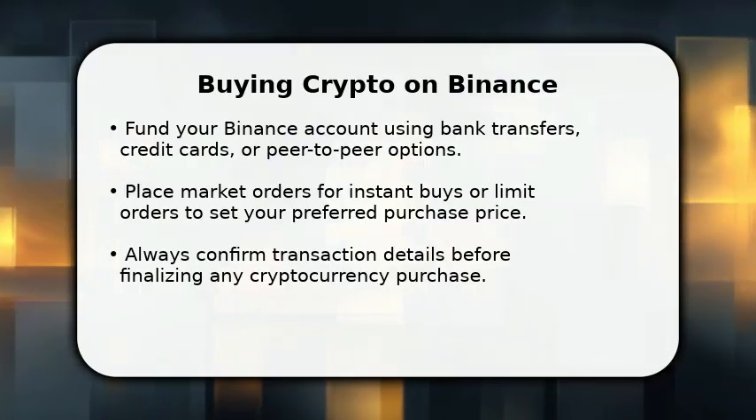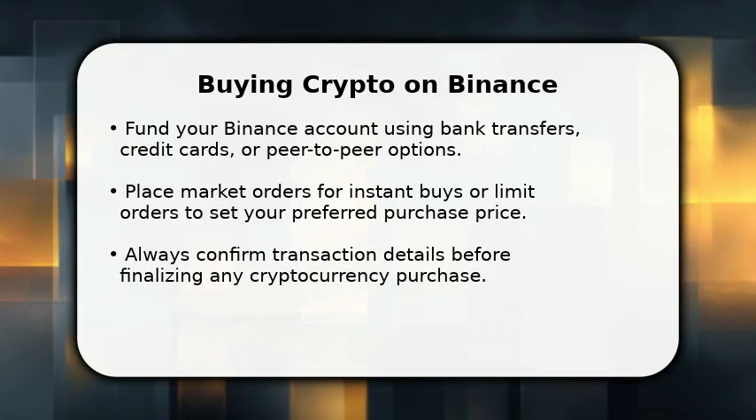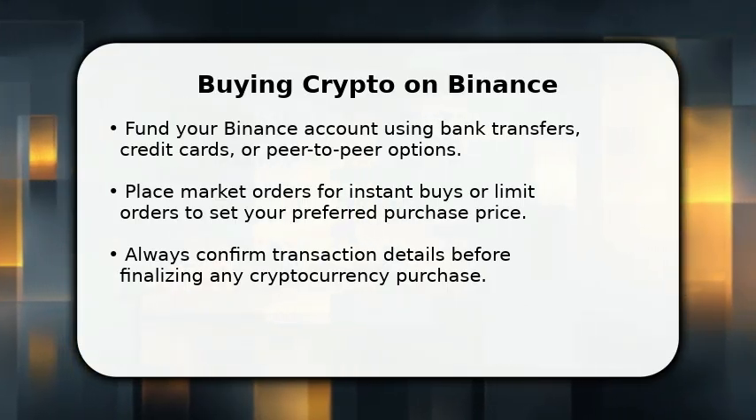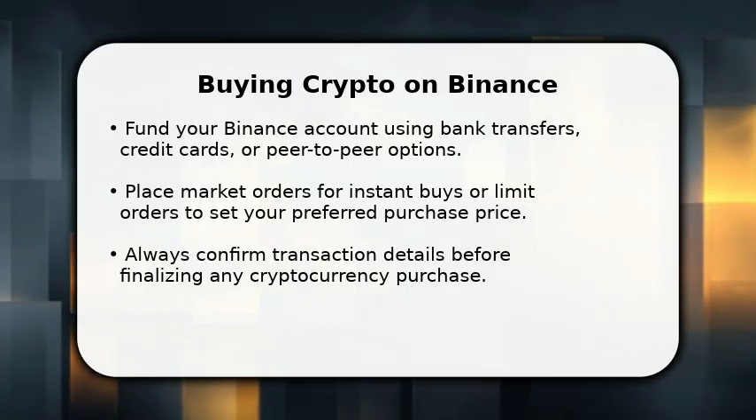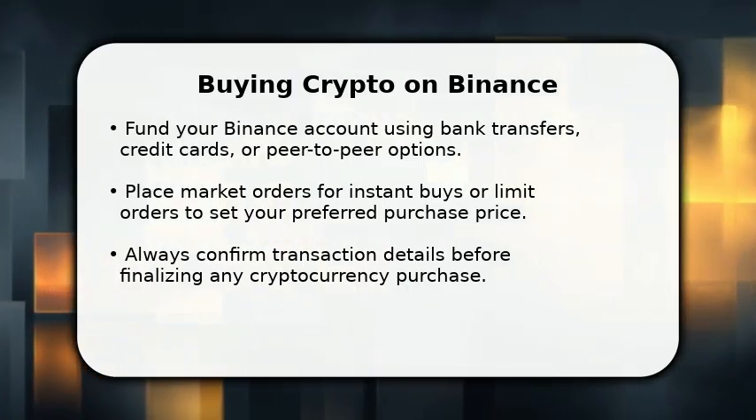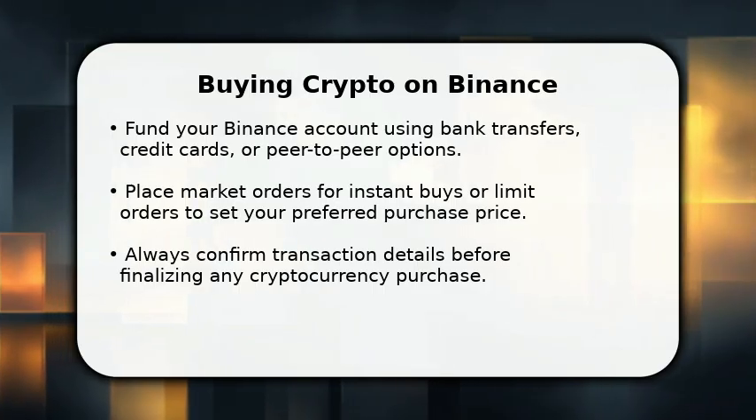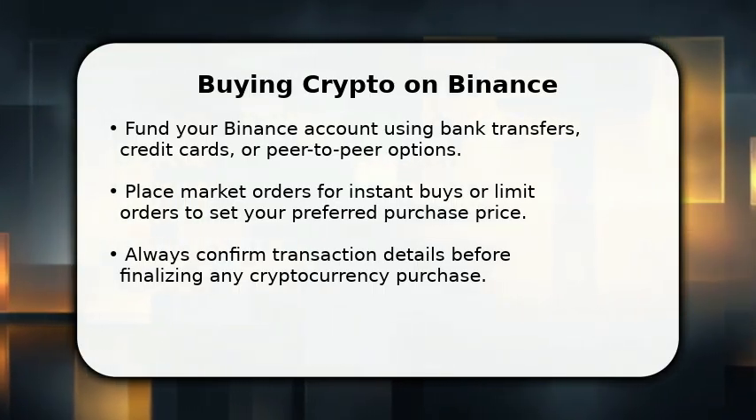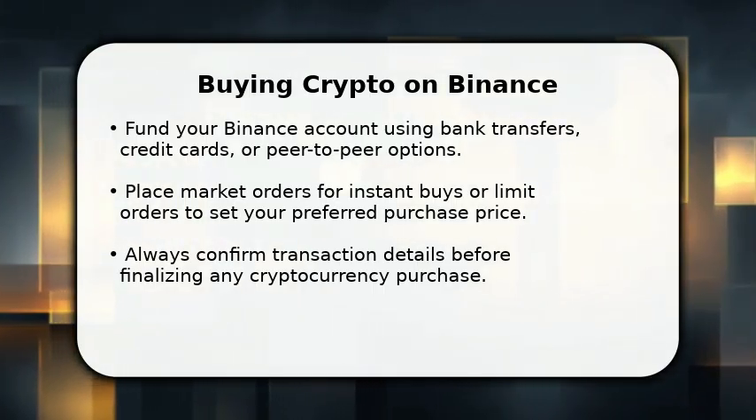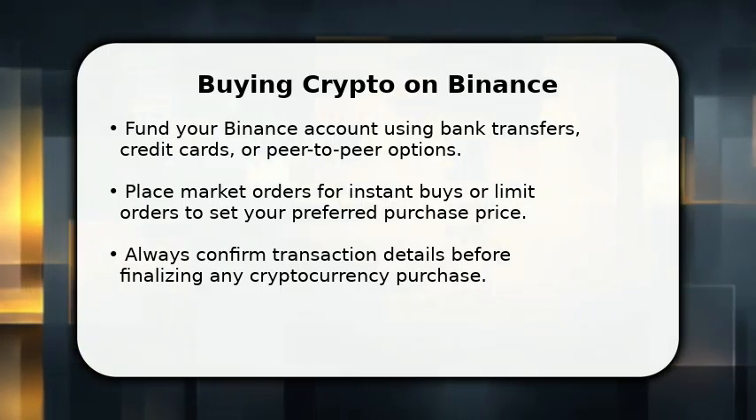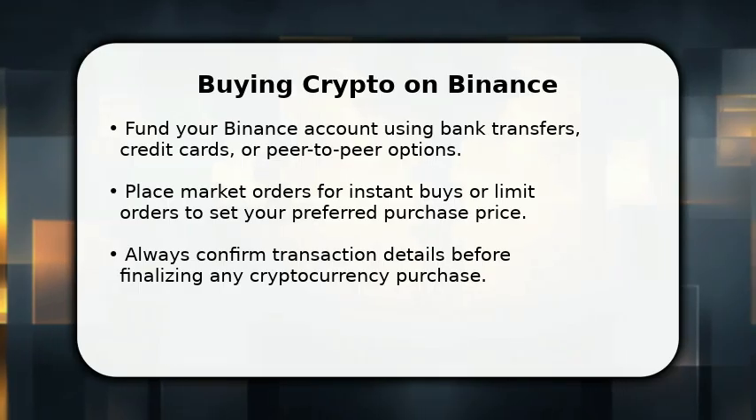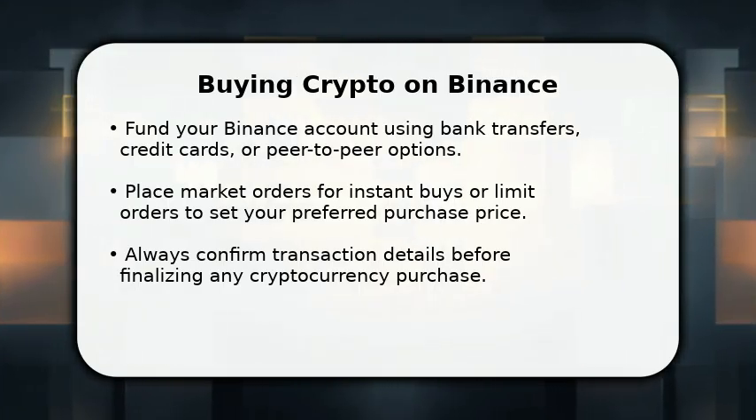In this video, I will explain how to buy and sell on Binance. First, let's cover buying. You can fund your account using various methods, like a credit or debit card, or through peer-to-peer transactions. Once funded, navigate to the Buy Crypto section. You can choose between market orders for instant purchases or limit orders to set your desired price. Always confirm the amount and currency before finalizing your transaction.